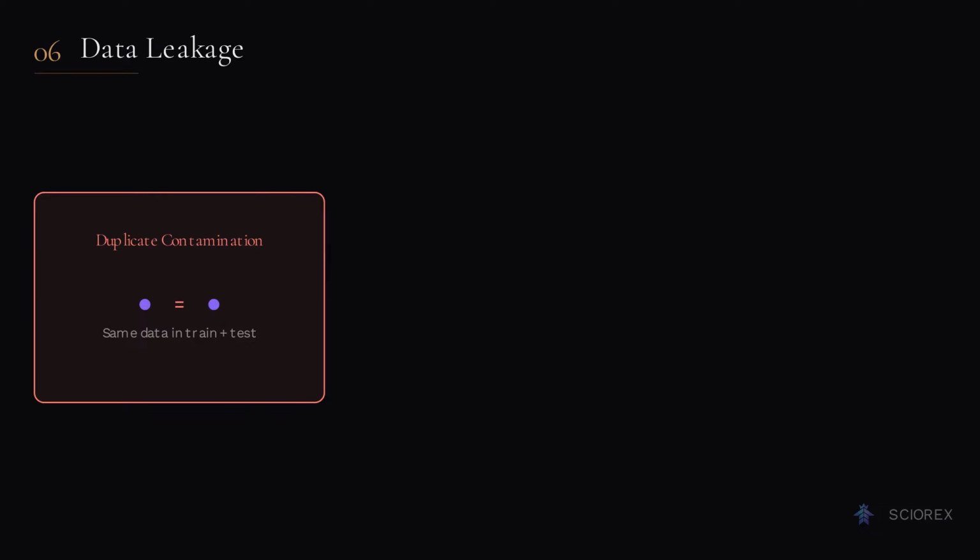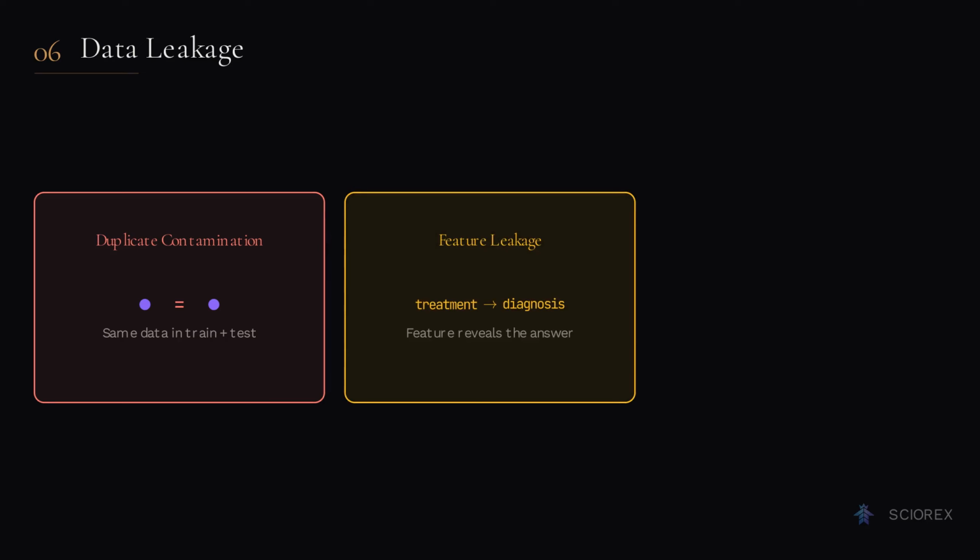Duplicate contamination. The same example appears in both training and test sets. The model is literally being tested on data it memorized. This is more common than you think, especially with large scraped datasets. Feature leakage. A feature in your input accidentally encodes the answer.